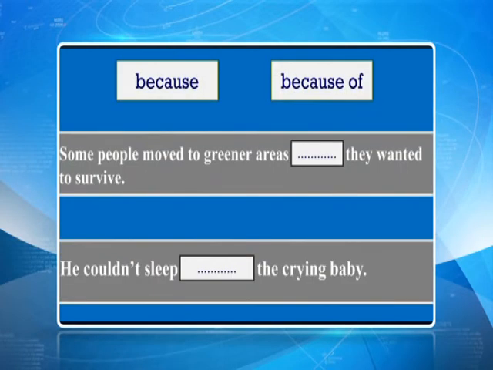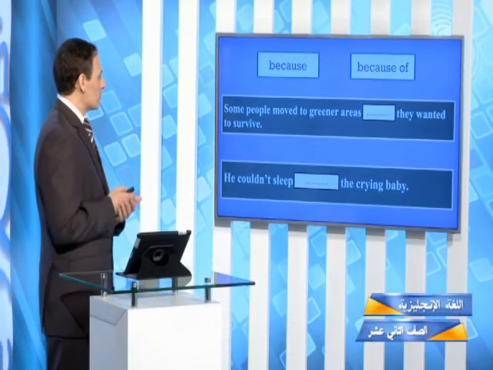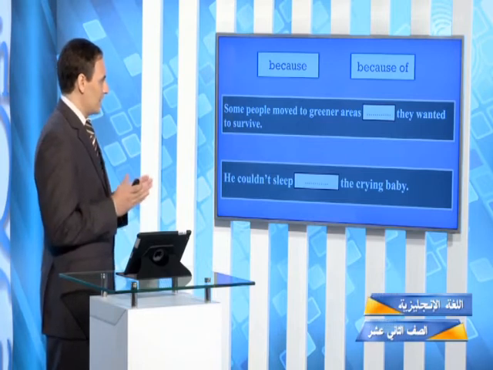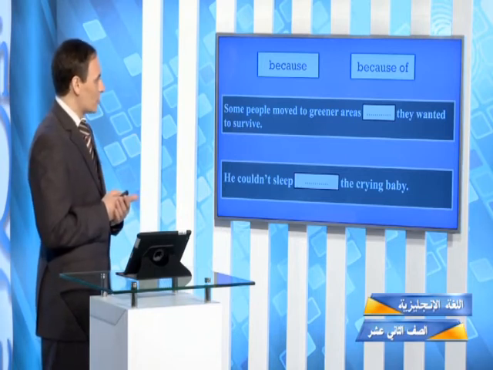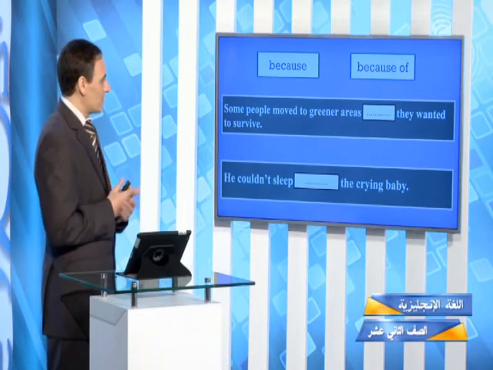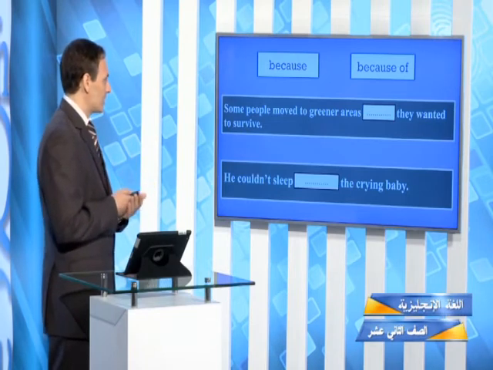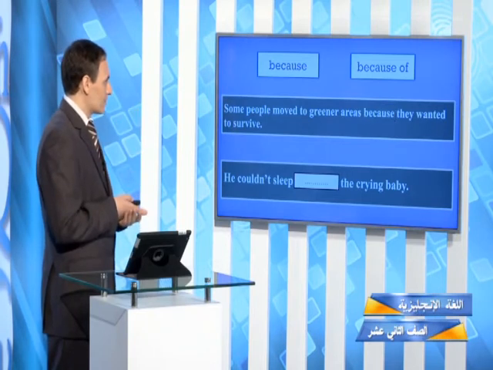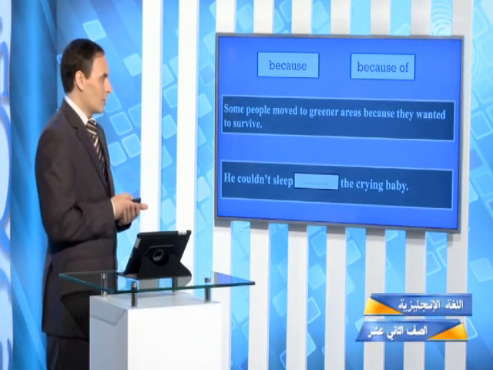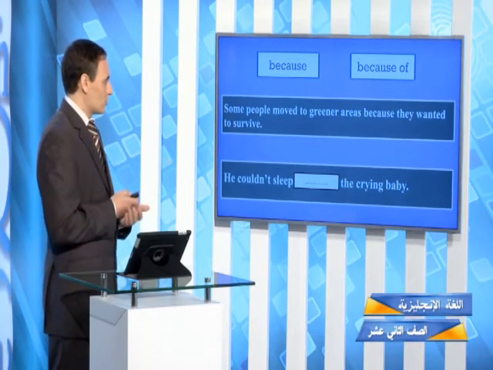Okay? Now let's practice with using because and because of. Some people moved to greener areas, space, they wanted to survive. Now, do you think I should use because or because of here? Wait a minute, we need to study the sentence closely. After the space, we have they, and then wanted. We have a subject and a verb. And if you remember very well from what I said, we use because before a clause. Okay? So some people moved to greener areas because they wanted to survive.